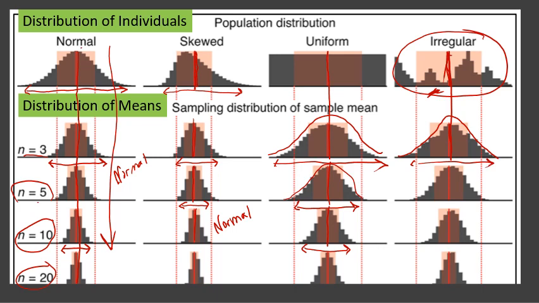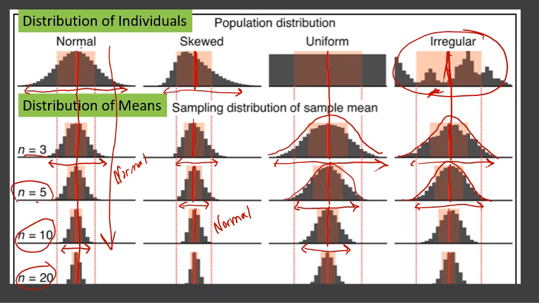As we draw sample sizes of five, the mean stays the same, the shape stays the same, and here's our spread getting narrower. So that simply explains to you why the central limit theorem applies.